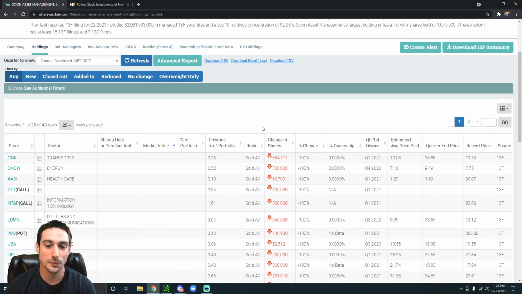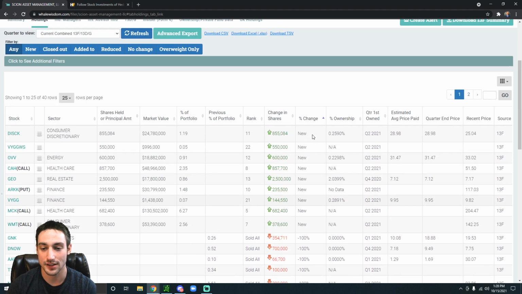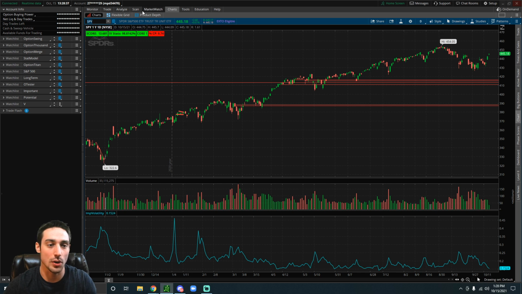Another thing I like to do is sort by this percentage change. Basically, this shows you how much they are adding to their position. So for example, let's say there were 1,000 shares of STNG in the previous quarter, but now they're getting 100,000 shares. That would boost the percentage change a lot, and it could just show that the fund likes the stock a lot more now than it did previously. So you can sort by that.